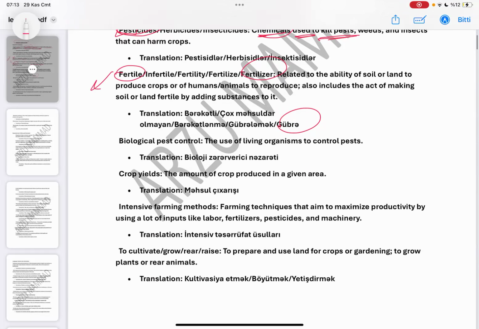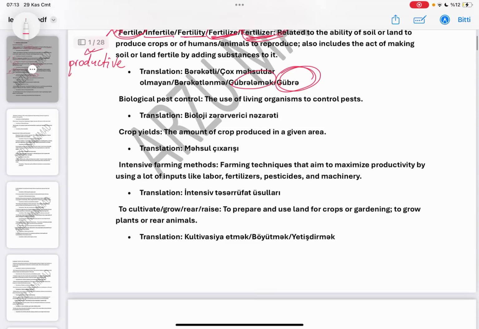Fertile, guys, remember that it is the synonym of productive, and they always replace this word. Infertile is the opposite of fertile. Fertility: if fertile is an adjective and the synonym of productive, fertility will mean productivity in this case. Fertilize and fertilizer, you know the meaning of fertilizer, we have already discussed it. Fertilize is the verb form of it.